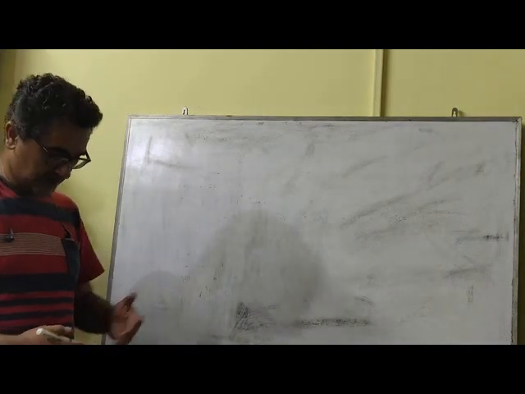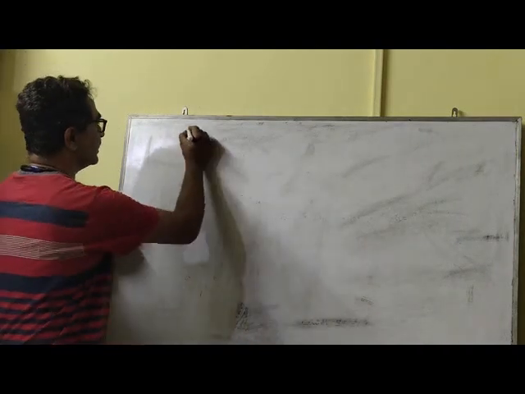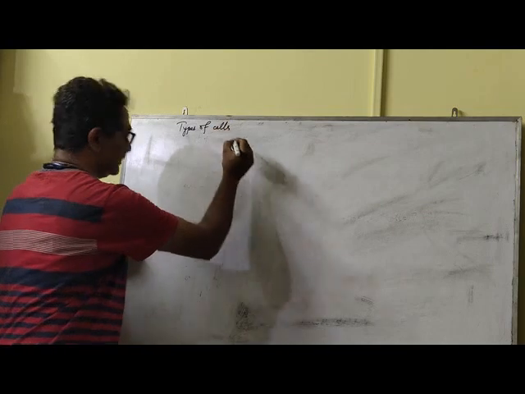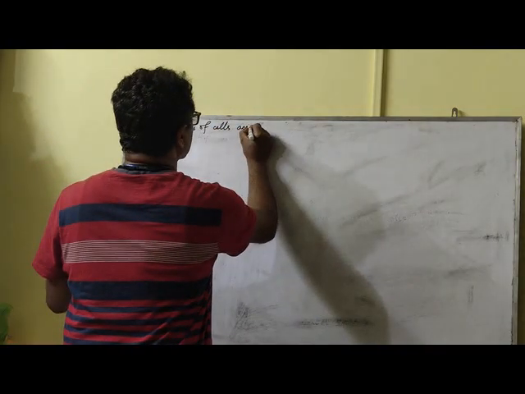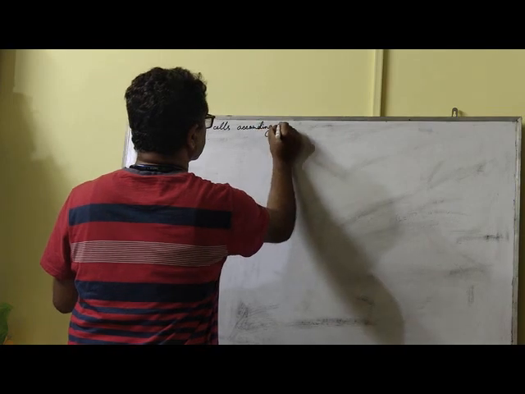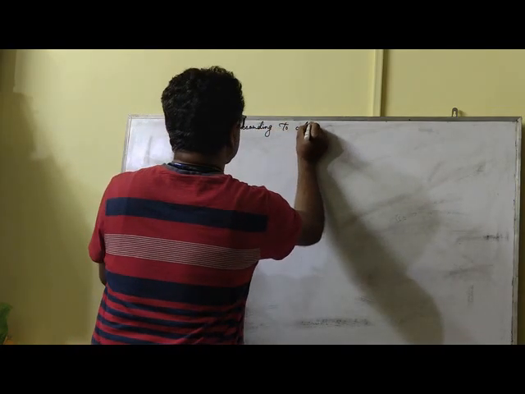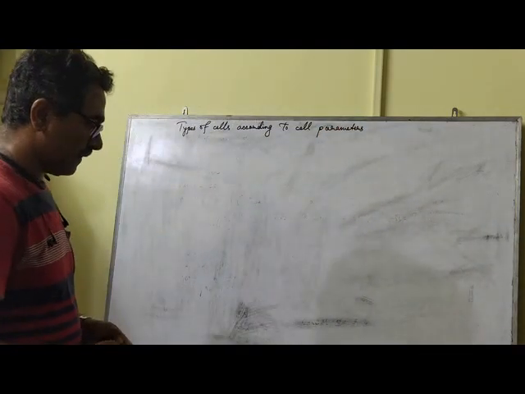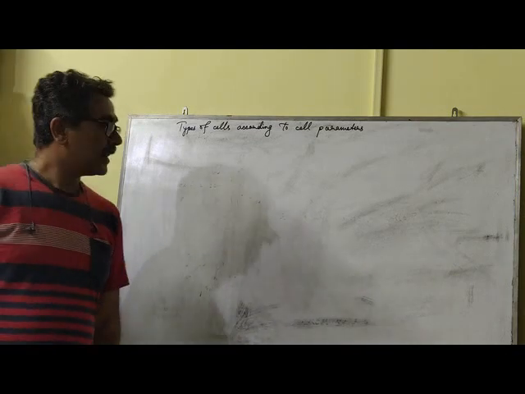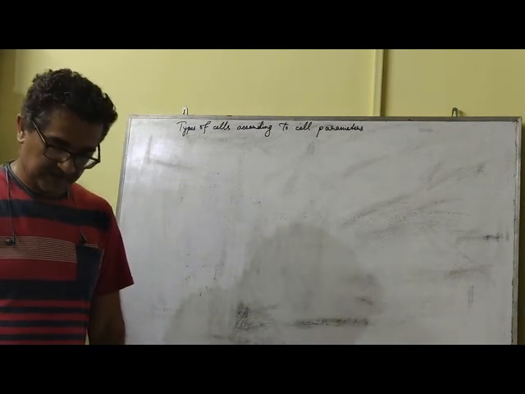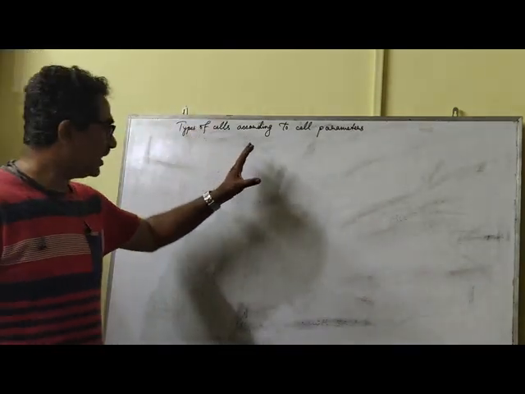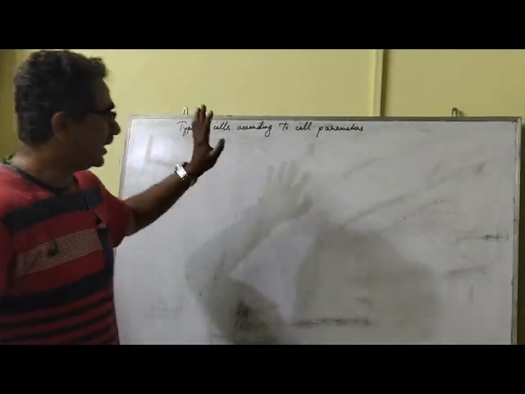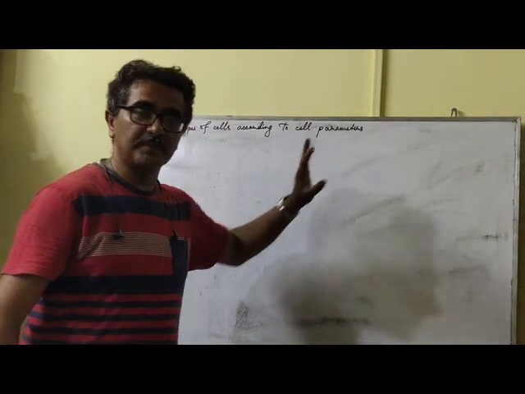So now we are going to learn about different types of cells according to cell parameters. I'll just write that. Types of cells according to cell parameters. Now what are these cell parameters? We have to understand this. Basically, the number of categories according to cell parameters is 7. I'll talk about this later. But first of all, we have to understand what the cell parameters are.